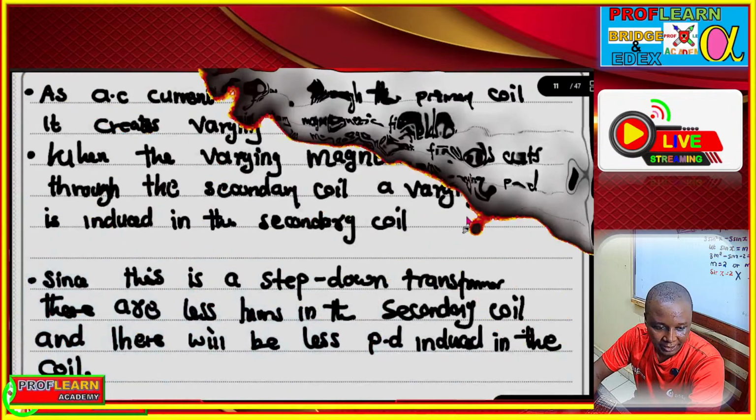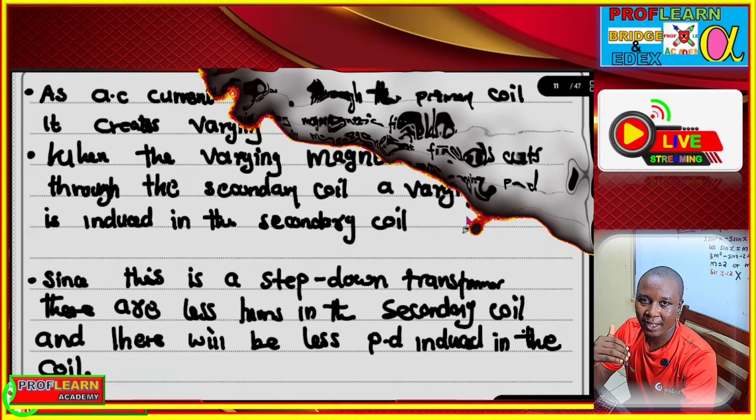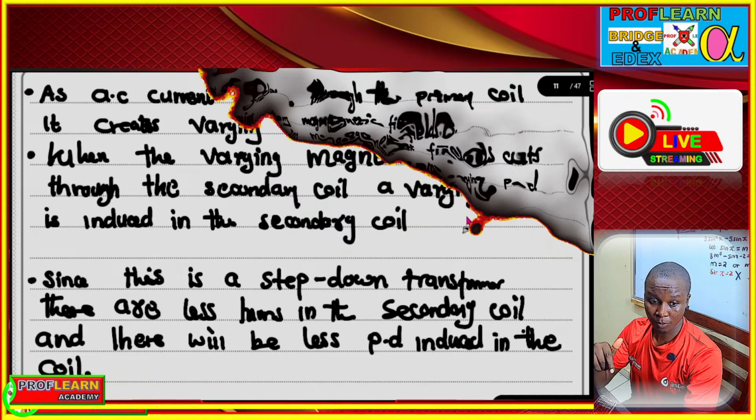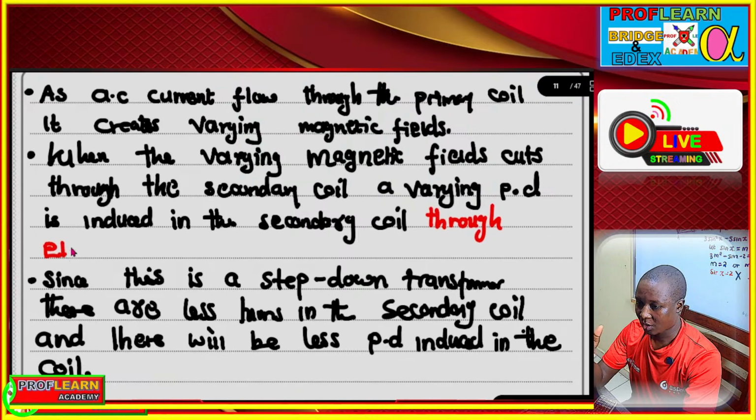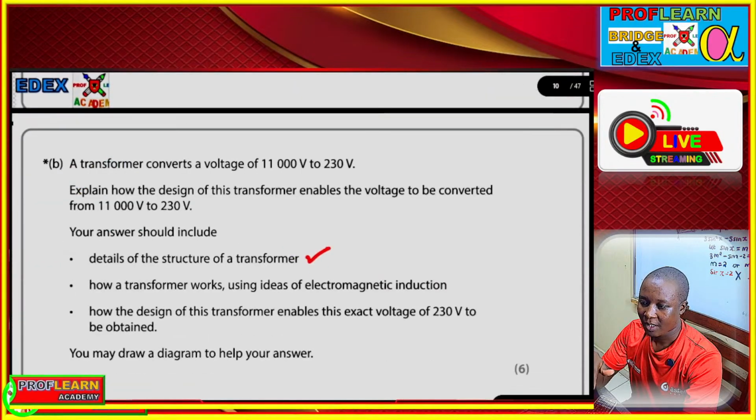So I'm just highlighting what you have to write in order for you to earn all the marks, and that is how you should structure your answers. Just understand that when alternating current flows through the primary coil, it creates varying magnetic fields. When these varying magnetic fields cut through the secondary coil, they are going to induce an EMF in the secondary coil. And since we have fewer turns in the secondary coil, less EMF is going to be induced. All this induced EMF is through electromagnetic induction.